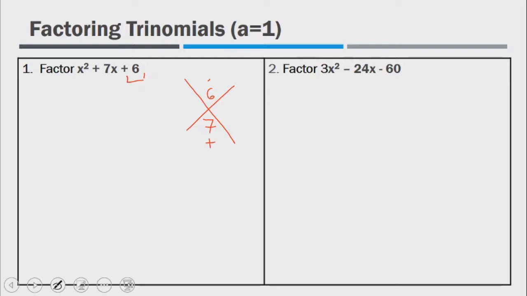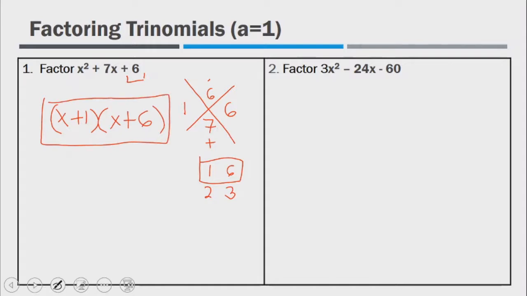Okay? So for 6, if I multiply 1 by 6, I will get 6. 2 multiplied by 3 will give me 6. But if I'm looking for two factors of 6 that will add up to 7, then I have to go with 1 and 6. So it has to be positive 1 and positive 6. So that is why the factor of this is going to be s plus 1 and s plus 6.